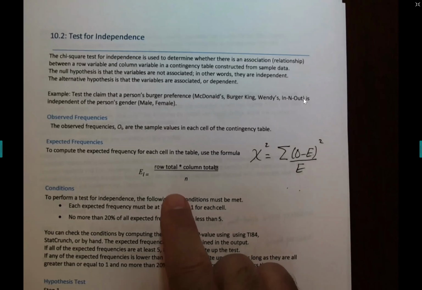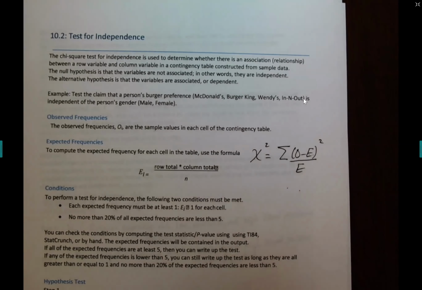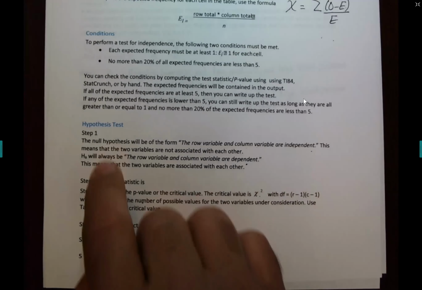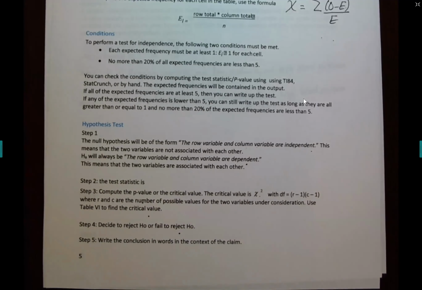To perform the test, you have to meet two conditions. All the expected values must be greater than 1, and no more than 20% of the expected values can be less than 5. To perform the test, you have to state the null and the alternative hypothesis. The null hypothesis, guys, will always be this: the variables are independent. And the alternative hypothesis will always be that the variables are dependent or related, if you like.